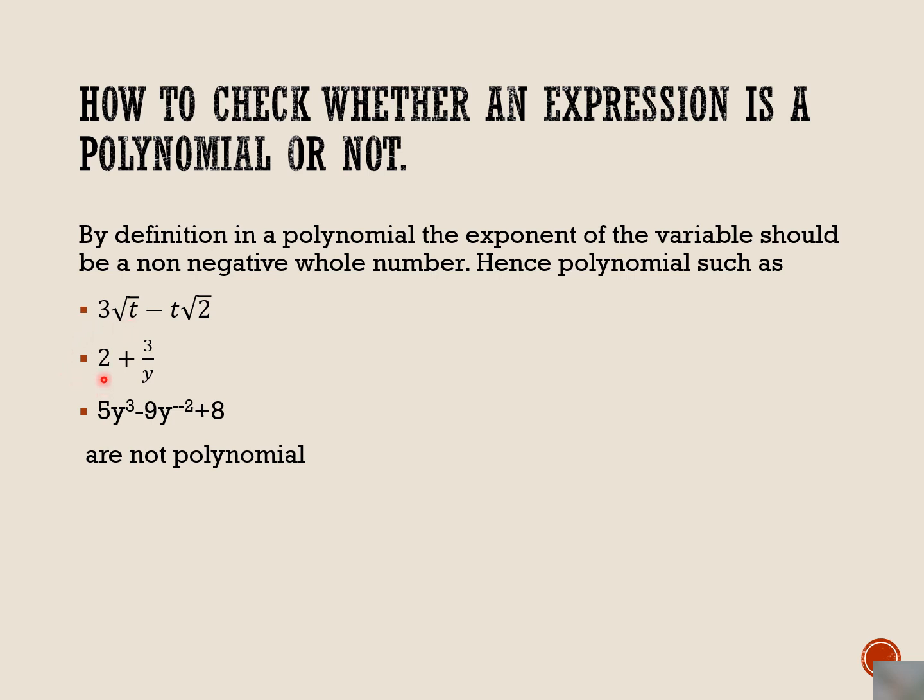In the next example, 2 plus 3 by y. Here, if you see the variable y, it has the exponent minus 1, which is not positive. So it is not a polynomial. Next, 5y cube minus 9y to the power minus 2 plus 8. Here also the variable y has a negative exponent, hence it is not a polynomial. So all these three examples are not polynomials.